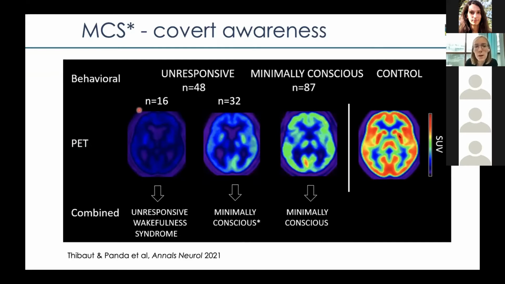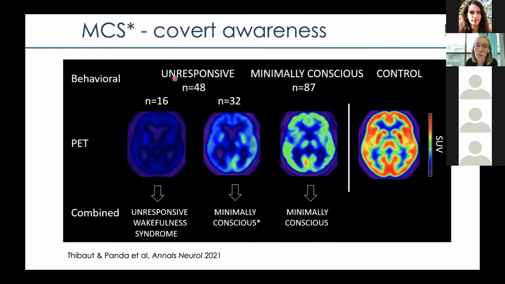And then if you combine these two ways of diagnosing patients, you can identify 3 groups instead of 2 groups that we had based only on behavior. Namely, you see that there is the MCS patients that also show behavior of consciousness. They usually show this glucose uptake that is relatively high, and indeed the two diagnostic tools are in agreement, and we can conclude therefore that the patient is minimally conscious.